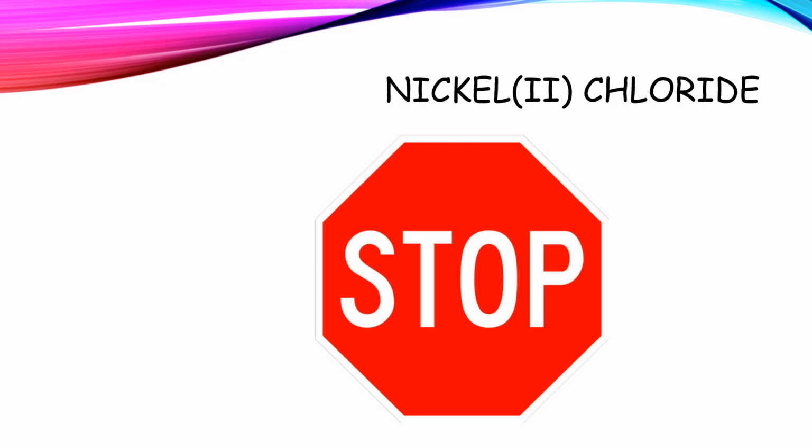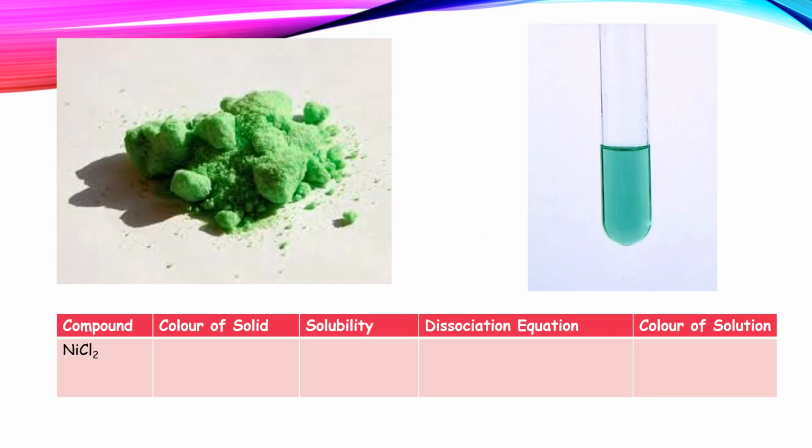Stop the video and try it out. You can see that nickel 2 chloride is a green solid. It is soluble in water, so it has a dissociation equation. Nickel 2 chloride solid goes to nickel ions plus 2 chloride ions, and you can see here the colour of the solution is green.